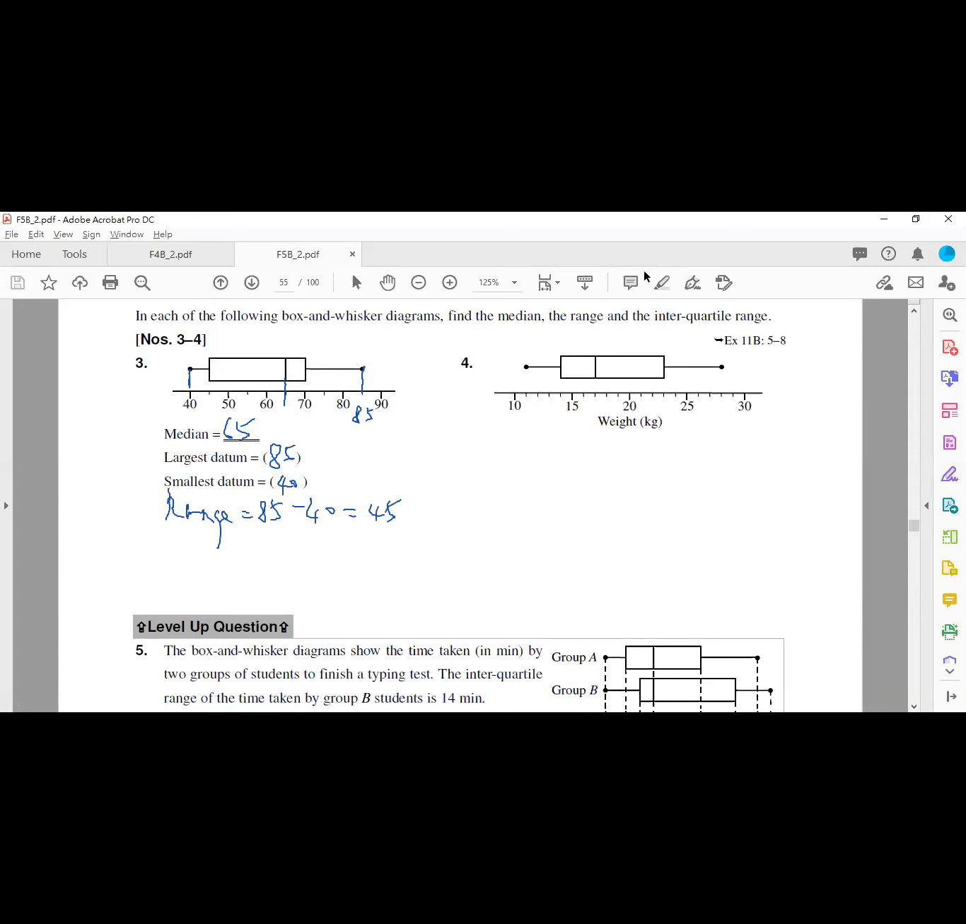And then for the interquartile range, we need to find Q3, which is 70, the position of the right side of the rectangle. Q1 is this one, 45. So the IQR should be 70 minus 45, which is equal to 25. Like this. And then question number 4.